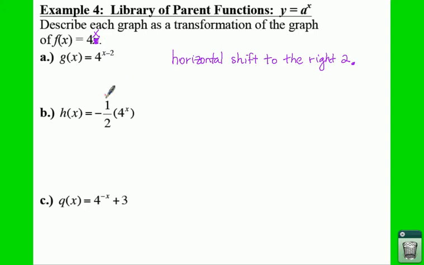Here for b, you actually have 2 things. One of them is because of the negative, you have a reflection. Now you can't just say reflection, you need to say reflection over your x-axis or over your y-axis. So this would be over your x-axis, because this is going from top down to bottom. And then your 1/2 is outside your function, it's outside your parentheses. That means you're going to have a vertical shrink by 1/2.